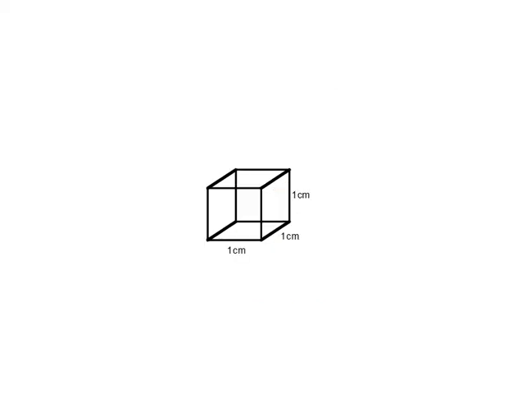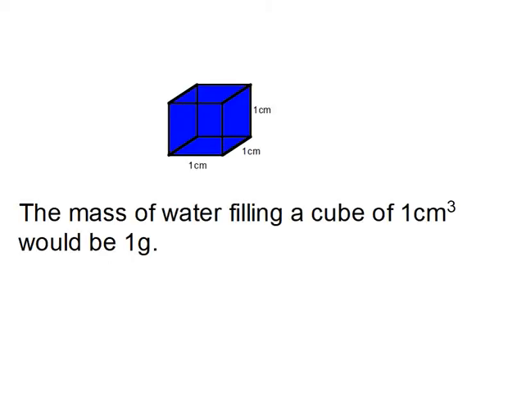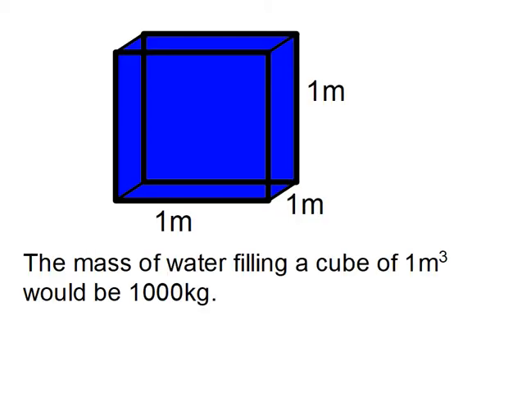Here's our cube, and this cube has a volume of 1 centimeter cubed. If we were to fill this cube with water, it would have a mass of 1 gram, meaning that the mass of water that can fill a cube that has a volume of 1 centimeter cubed is 1 gram. Similarly, if we were to take a larger cube, the one that has a volume of 1 meter cubed, and we were to fill it with water, the mass of water in that cube will be 1,000 kilograms.